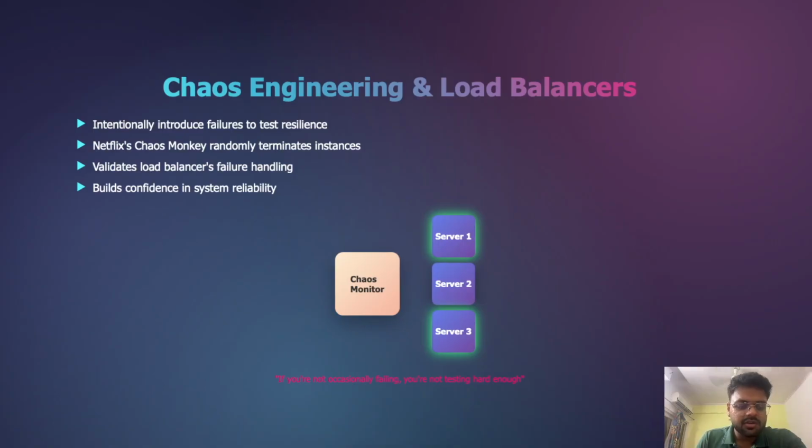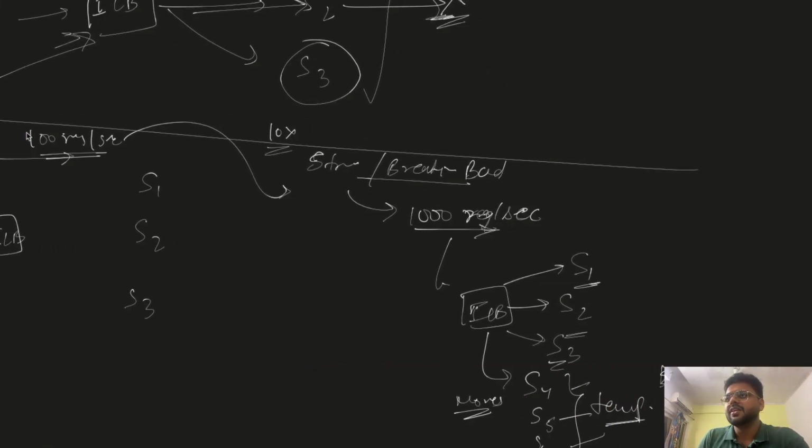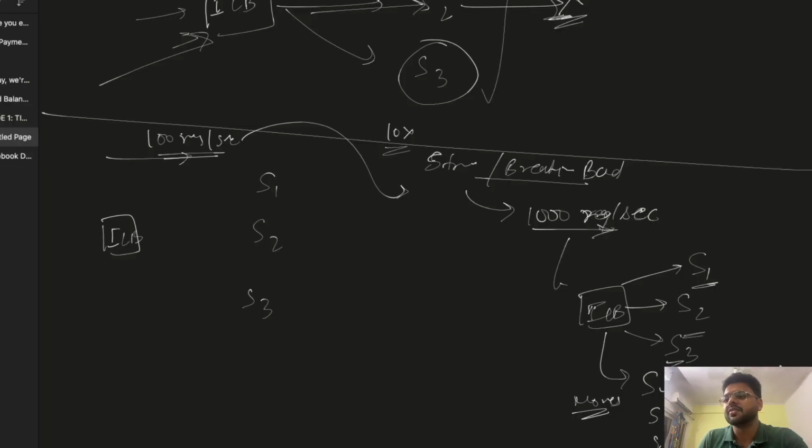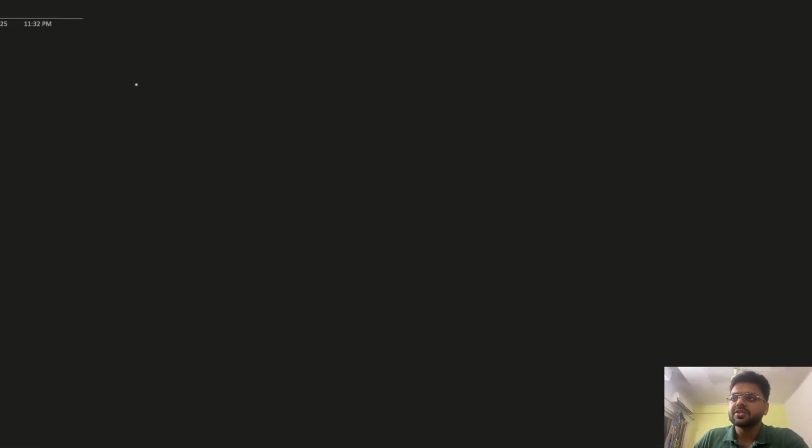Now here comes a very new concept that Netflix uses, that is chaos engineering in the load balancer. You can understand chaos engineering as intentionally introducing failures to test the system. So Netflix is very smart. Let's understand this. Netflix uses chaos, which is the intentional introduction of failure.